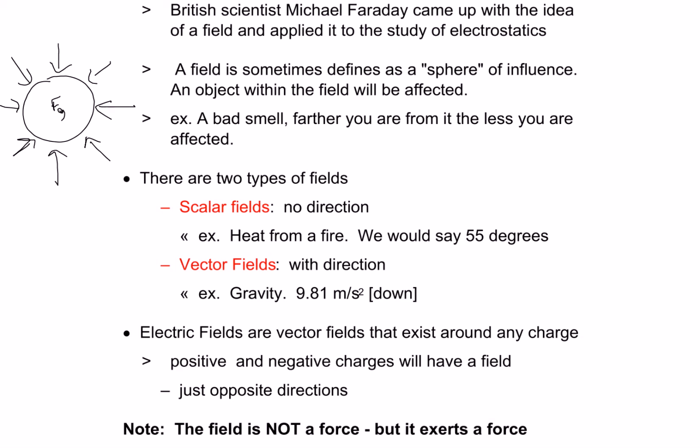But a vector field does include direction. So for example, we normally say the gravitational field strength is 9.81 meters per second squared, and it's always downwards towards the center of the Earth. So you can see here, we're talking about the force of gravity, but the actual gravitational field is 9.81, which we know is our acceleration of gravity.